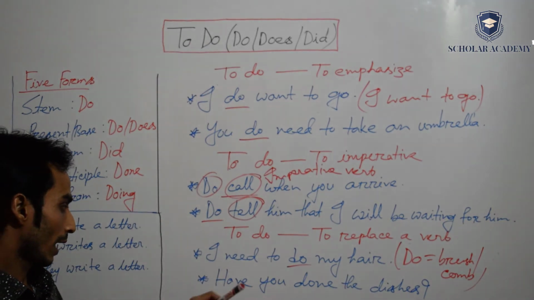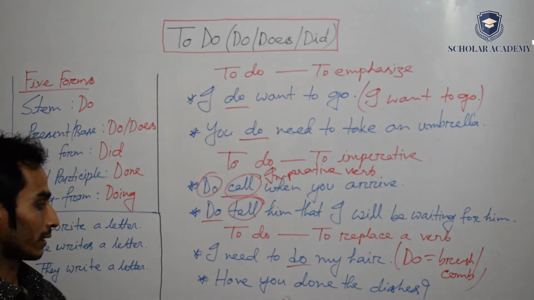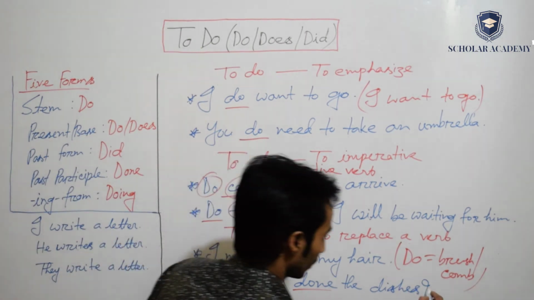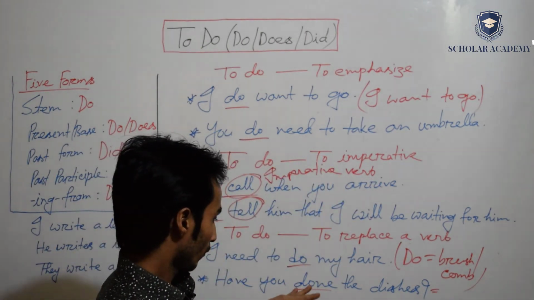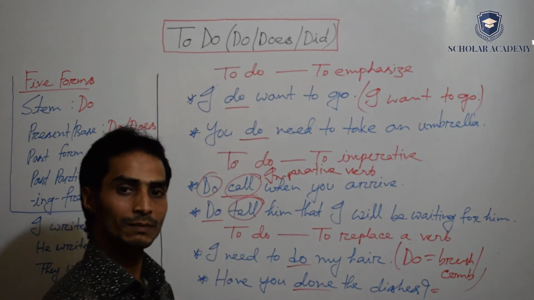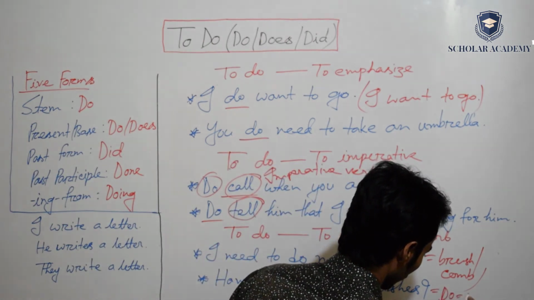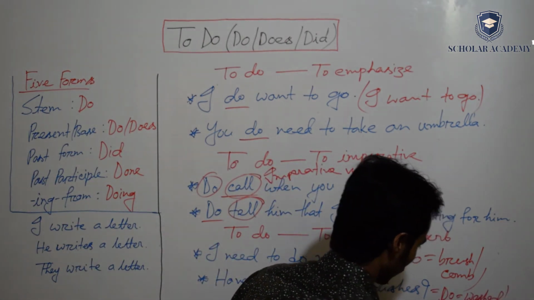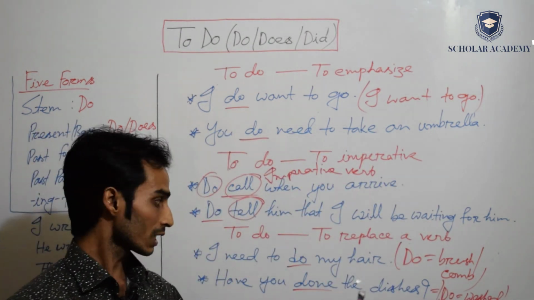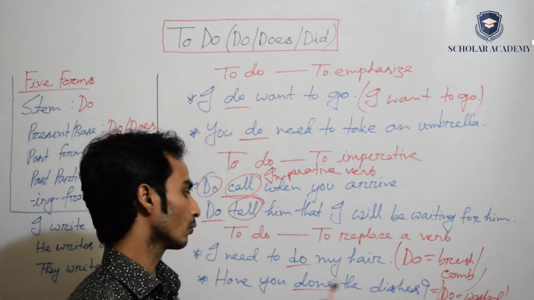So another example is, have you done the dishes? Here do is used for washing. That means do is meant washed in this sentence. That means the sentence is, have you washed the dishes? If we use do, have you done the dishes means have you washed the dishes.